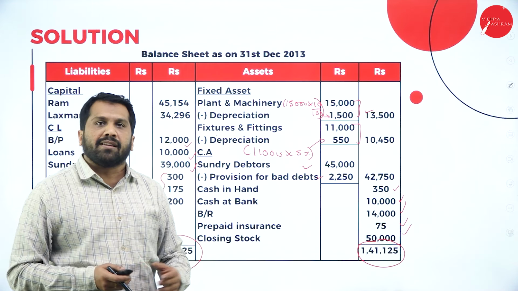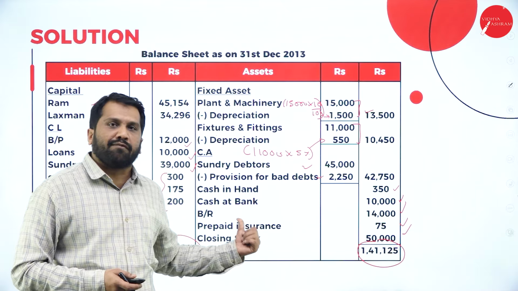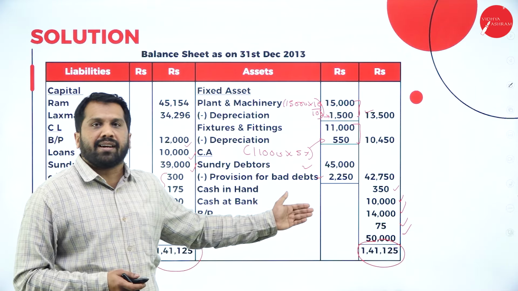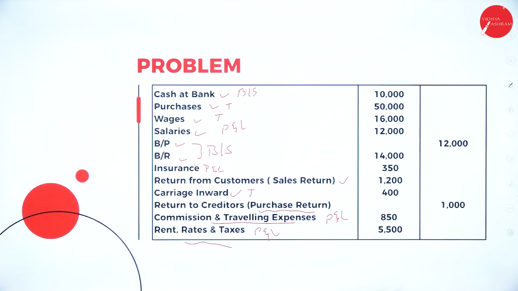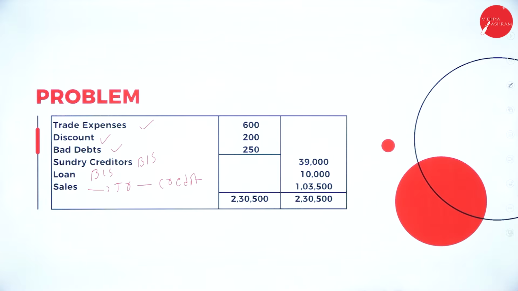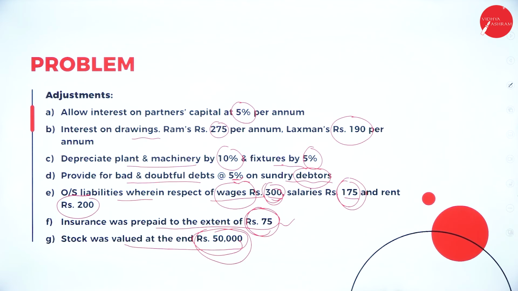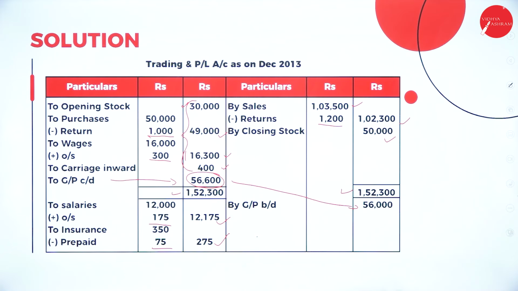I'll go out of the screen. Please take a screenshot if you want of any question or solution. This is your question. Continuation. Your adjustments, your solution part, trading and profit and loss account.